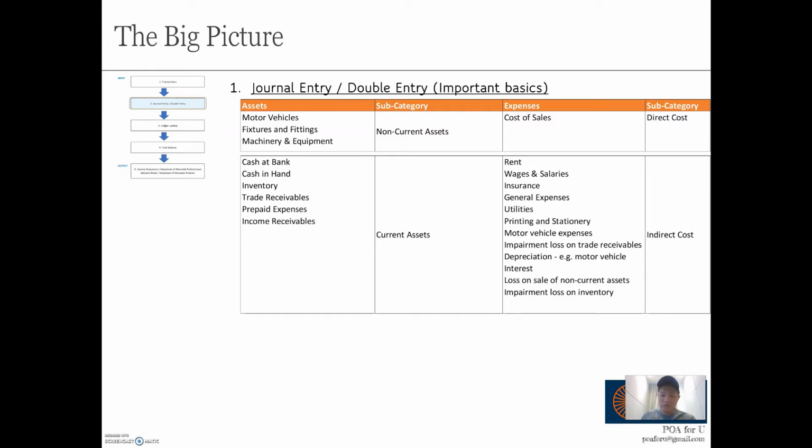So income receivable is, for example, you're renting out something, and the tenants haven't paid you yet, but you've earned it already because the month has lapsed. Therefore it's something that you should be receiving. So it's an asset because you own it.